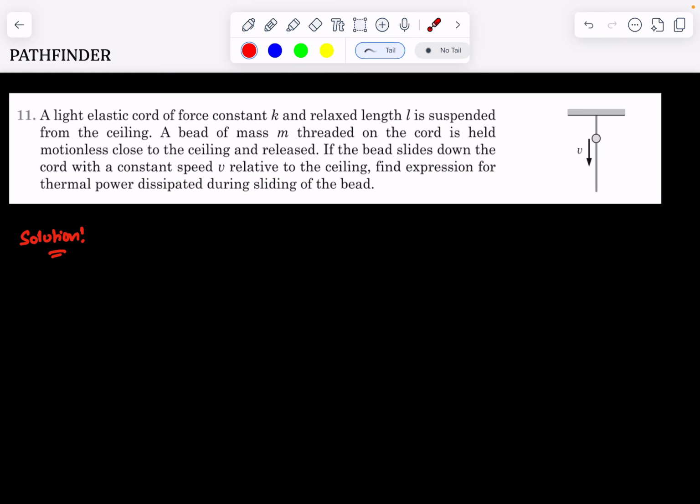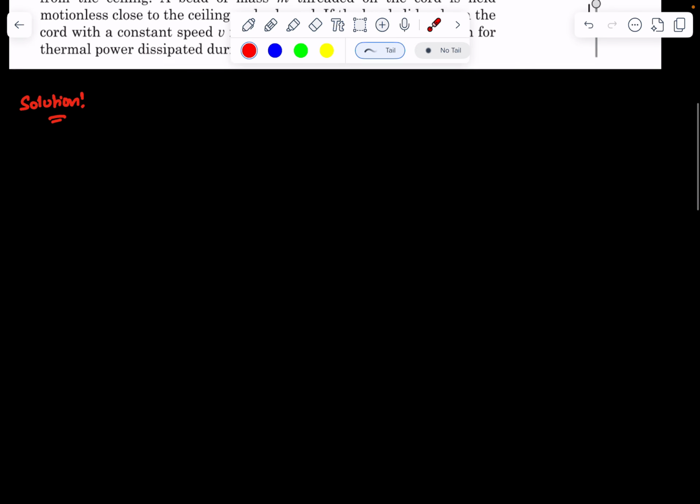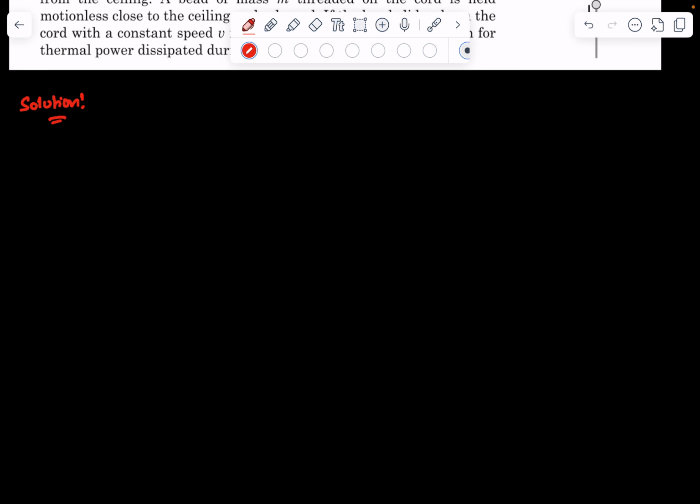Right. This is the problem statement. So how to solve this problem? We'll see how we can go ahead. Here are the fundamentals we have to know regarding the elasticity property.